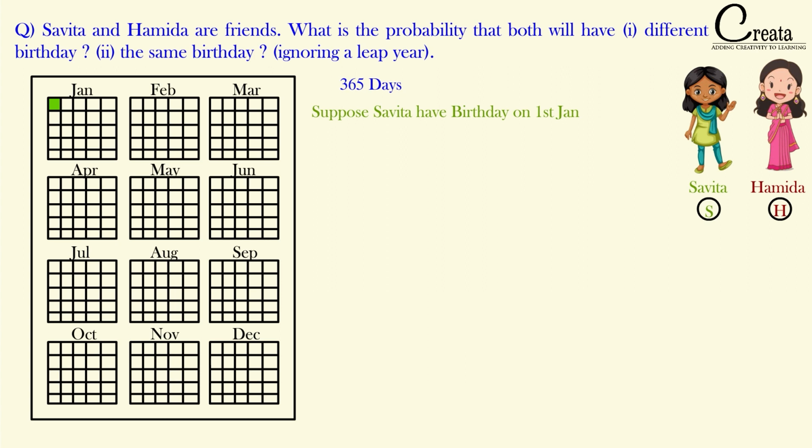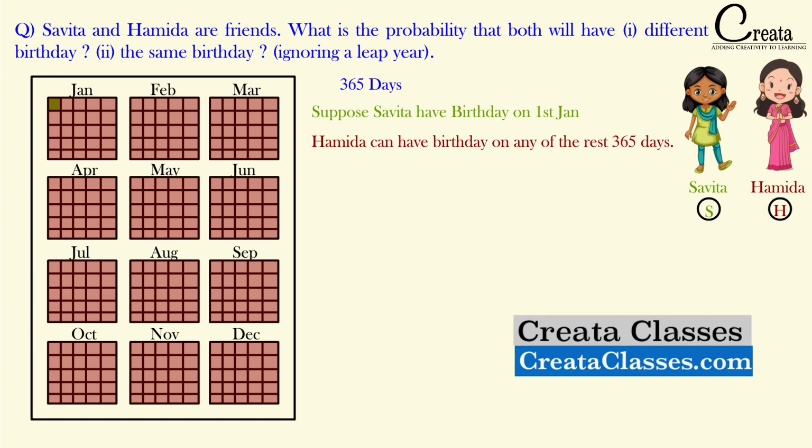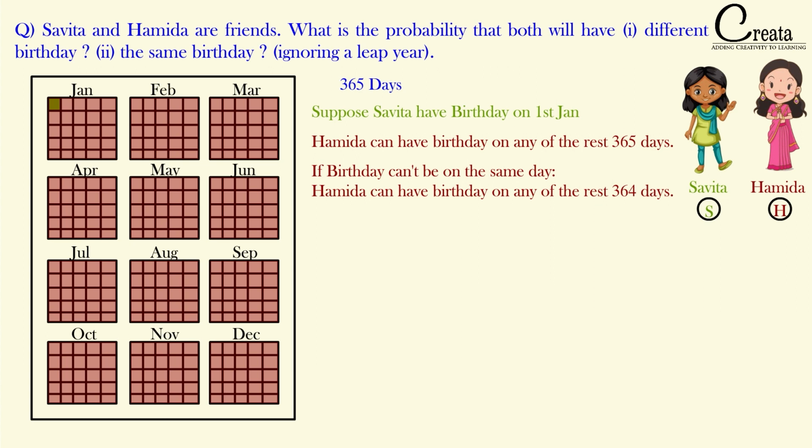Then on which day can Hamida have her birthday? She can have her birthday on all the 365 days. She can have the birthday on 1st of January, that is on the same day, or she can have the birthday on the rest of the 364 days. First day we have excluded. If the birthday is not on the same day, then she can have the birthday on the rest of the 364 days. So this is the catch. Based on this information, we will solve this question.